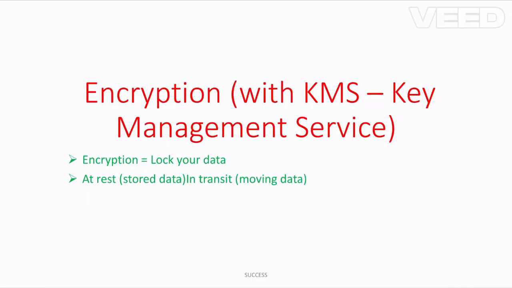Next, encryption. This scrambles your data so attackers can't read it. AWS Key Management Service, or KMS, makes it simple to manage keys. You can enable encryption for services like S3, so your files are safe both when stored and when moving around.